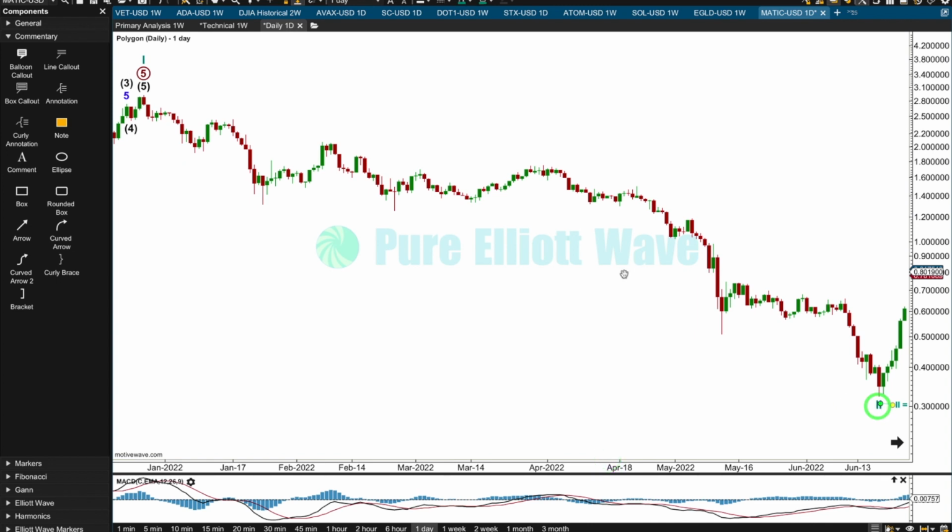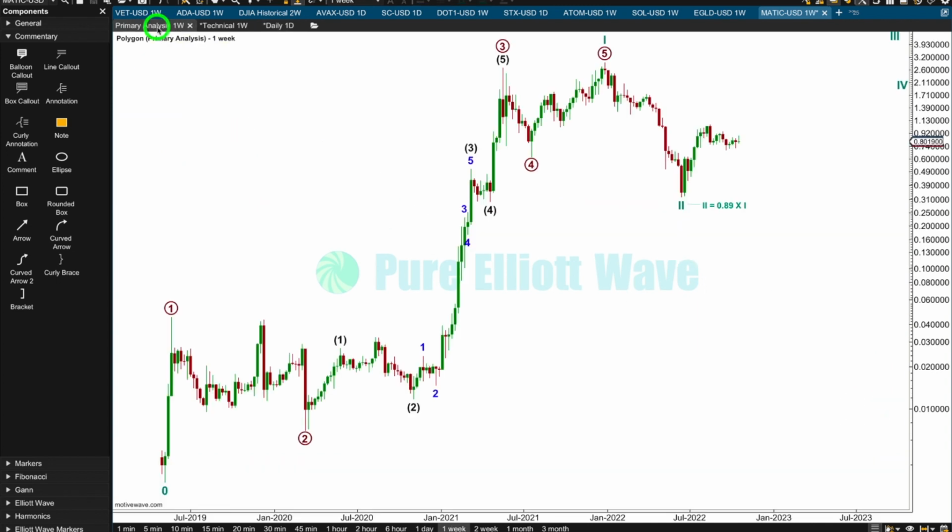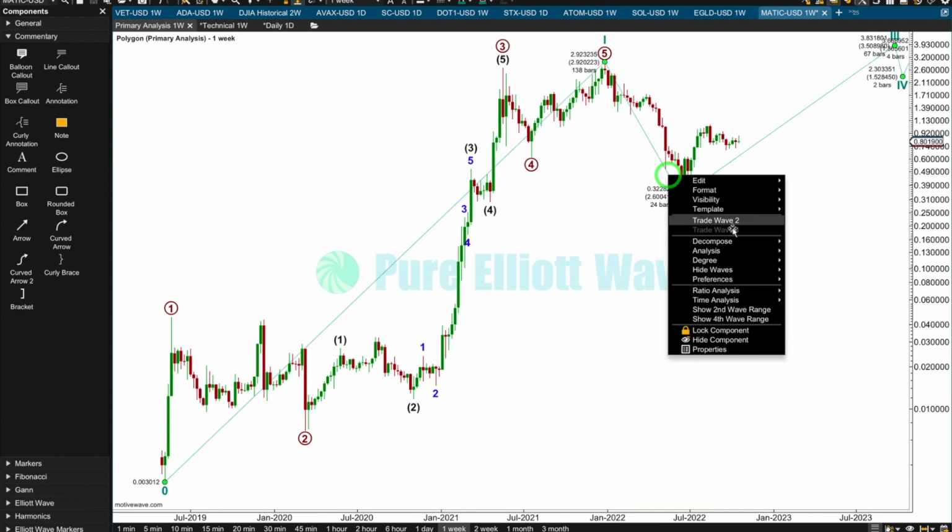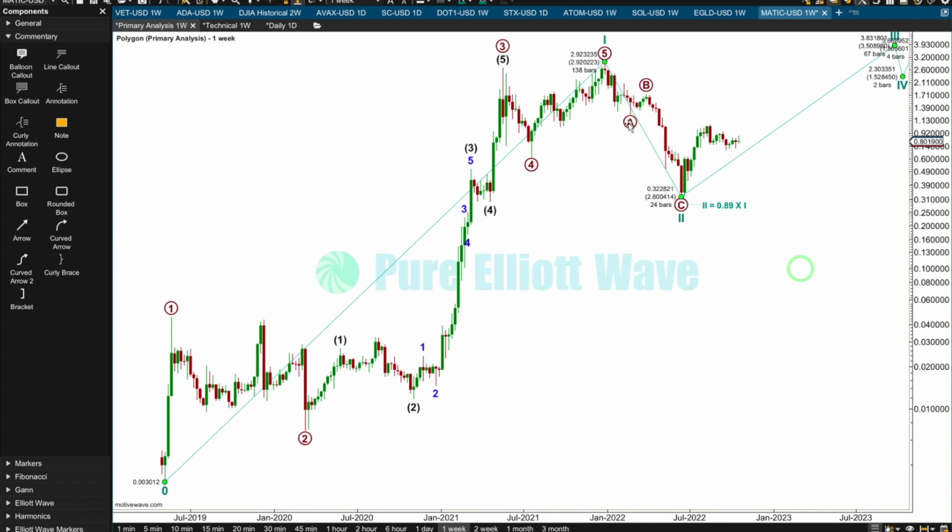I think it looks like a zigzag. At the weekly chart level, I can see A, B, C. I'll show you. I'll put those labels in. A, B, and excuse me. And then C looks like a nice 5-wave impulse.